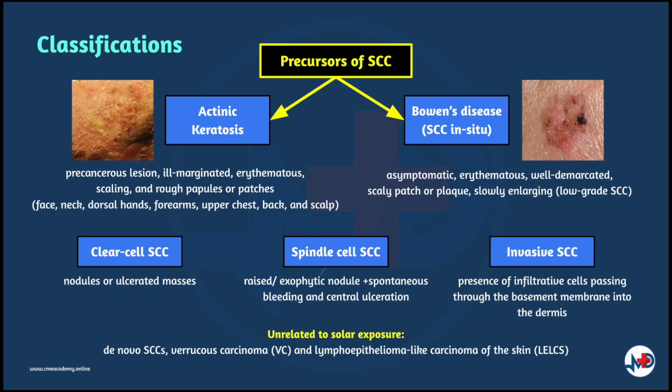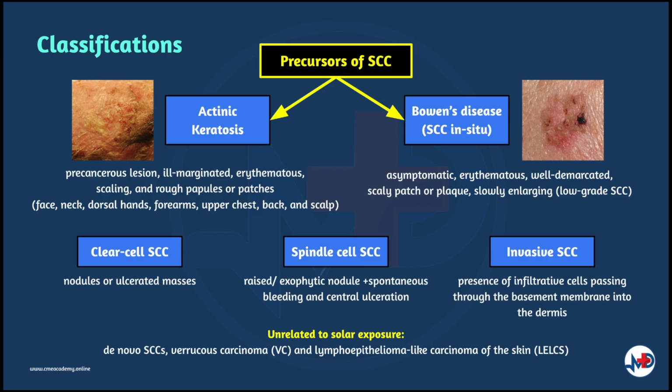Squamous cell carcinoma precursors are actinic keratosis and Bowen's disease. AK is usually ill-marginated, and with scaling, rough papules or patches are seen on the face, neck, dorsum of the hands, forearms, upper chest, back, and scalp. In situ squamous cell carcinoma is also known as Bowen's disease. It is often asymptomatic, and signs of Bowen's disease include erythema, well demarcation, scaly patch or plugs, and slowly enlarging. It is a low-grade type of squamous cell carcinoma.